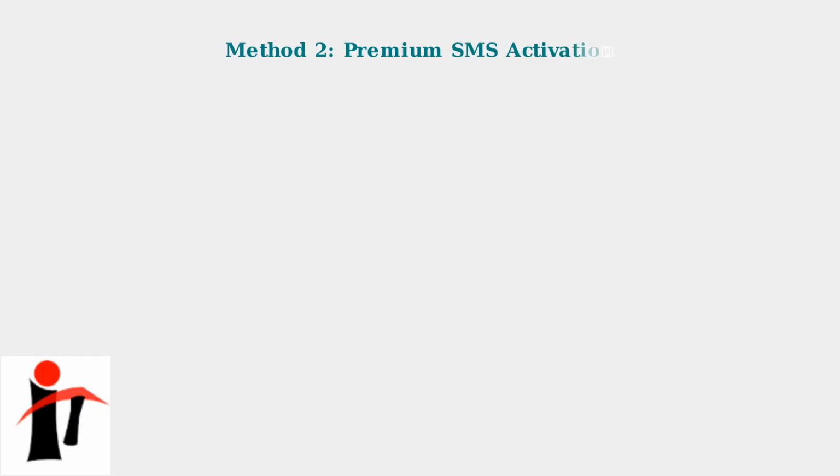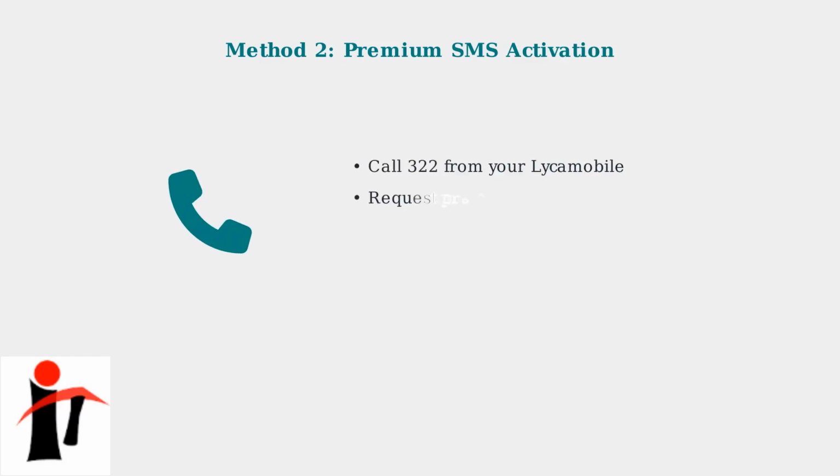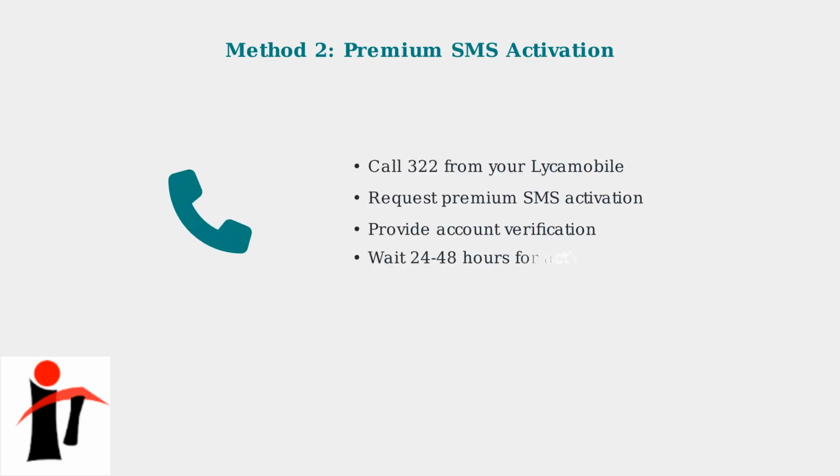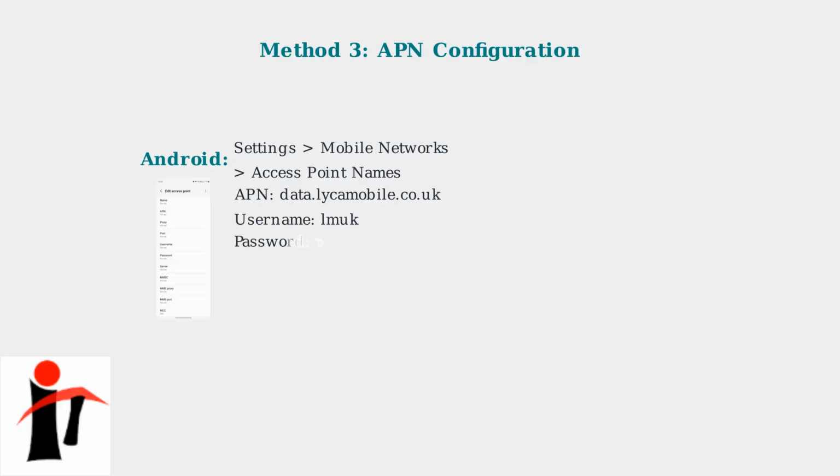If your balance is sufficient but you're still experiencing issues, the problem might be premium SMS blocking. This commonly affects two-factor authentication codes from banks and apps. Customer service will verify your account details and activate premium SMS services. This process typically takes 24 to 48 hours to complete. Network configuration issues can also block messages. Let's fix the access point name settings for both Android and iPhone devices.